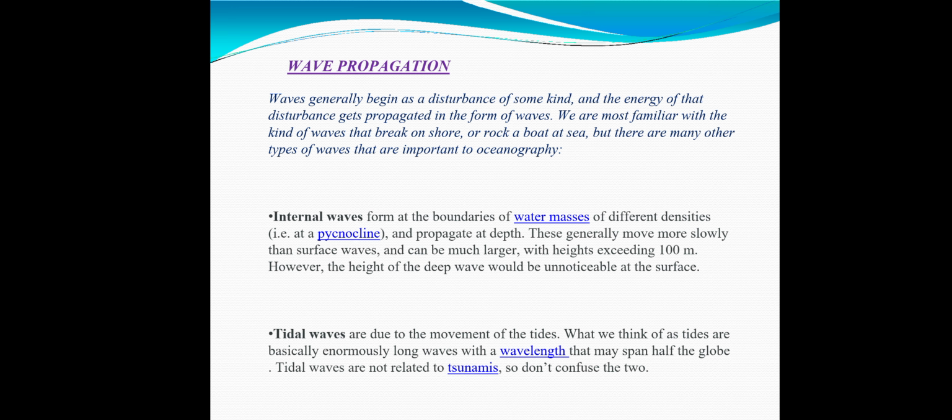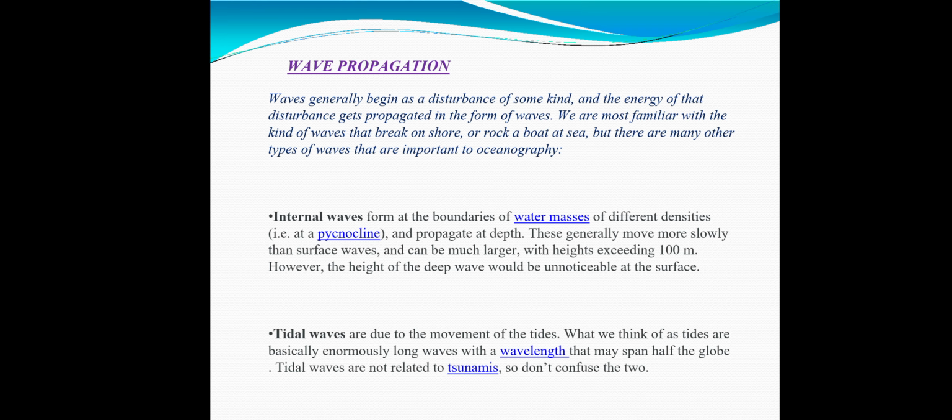So we are most familiar with the kind of waves that break on shore or rock or at the sea surface. But there are many other types of waves that are important to oceanography, and we will discuss them. One is internal waves. So what are internal waves? Internal waves form at the boundaries of water masses of different densities and propagate at depth.